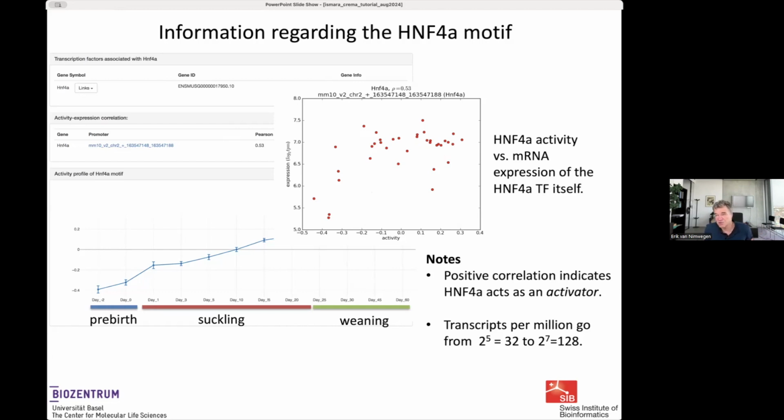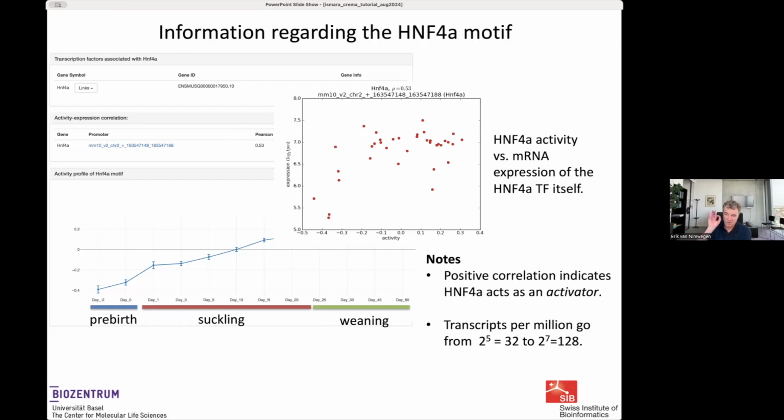All right, and this positive correlation indicates that HNF4A is acting as an activator in this case, because when its expression goes up, its activity goes up. And in this case, it goes from about 5 to sort of 7. That means that the transcripts per million go from 2 to the 5, which is 32, to 2 to the 7, which is 128. So there's a sort of a fourfold upregulation of this transcription factor.